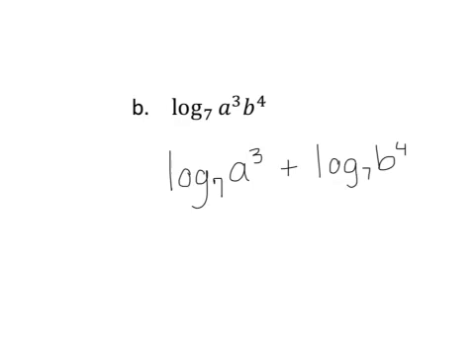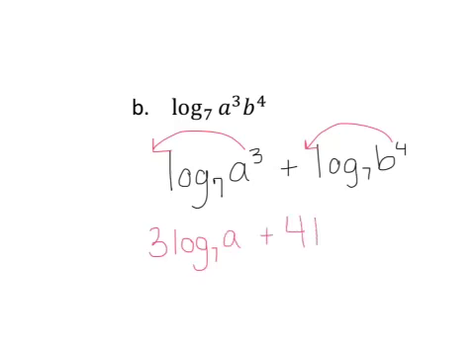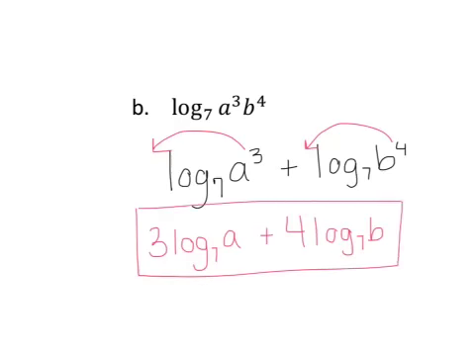Now, what do I do? Remove the 3 in front: 3 log base 7 of a, plus the 4 in front: 4 log base 7 of b. Very, very good. 3 log base 7 of a plus 4 log base 7 of b. Good job.